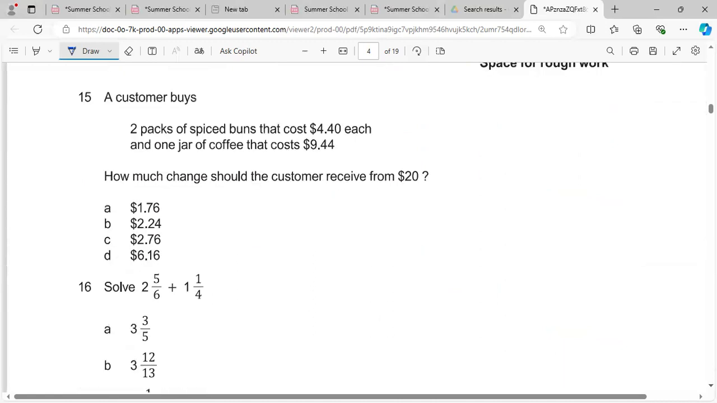Alright, try this one, guys. A customer buys 2 packs of spice buns that cost $4.40 each, and 1 jar of coffee that costs $9.44. How much change should the customer receive from $20? Good luck with that one. And you can just solve the fraction 2 and 5/6 plus 1 1/4.